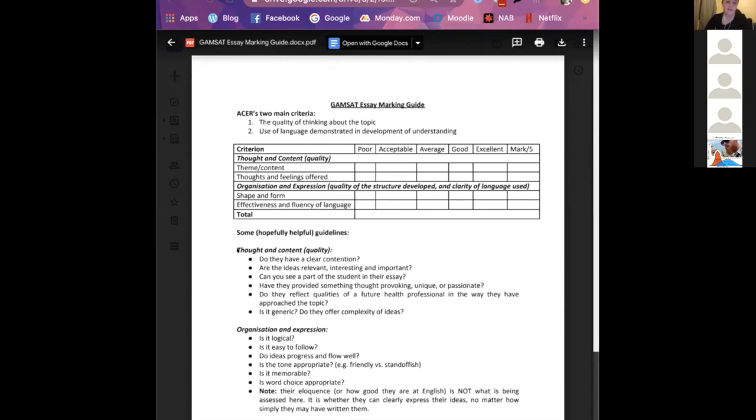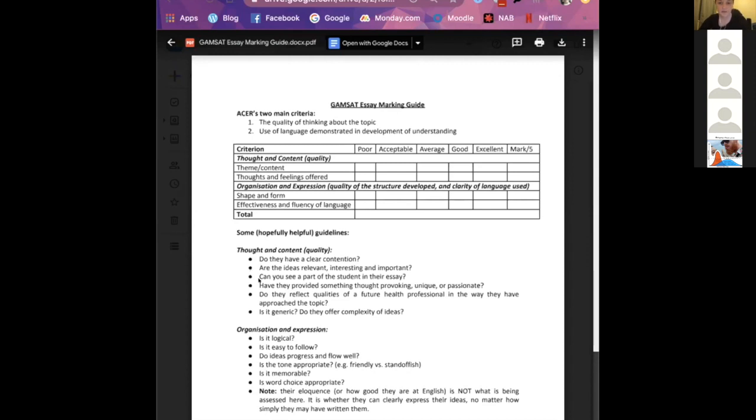And then here, especially when I enlist other people to help me with marking, these are the key points that I like people to check if they're in the essay to help in assigning scores for each of these 2 top criteria. In terms of thought and content, this is mainly looking at the quality of your writing. So I always ask myself, do they have something clear to say? In the essay we just looked at, yep, they had something clear to say. Are their ideas relevant, interesting, and important?